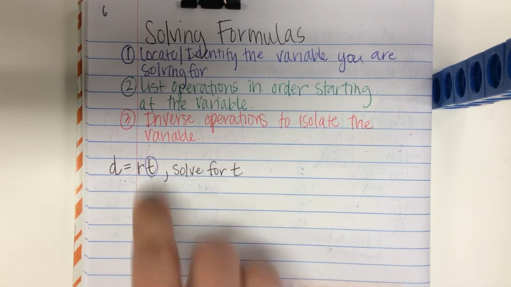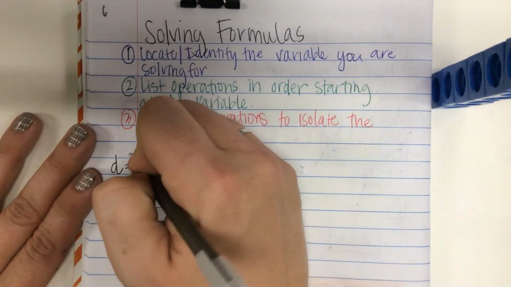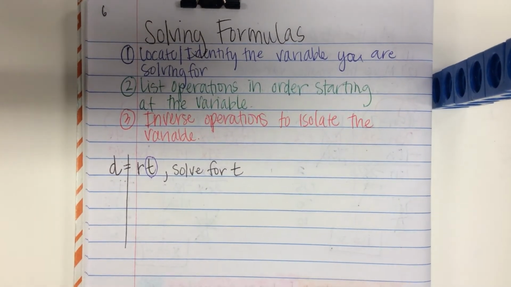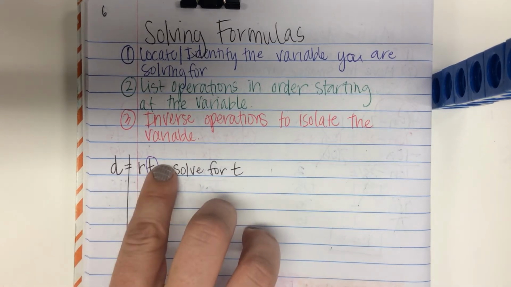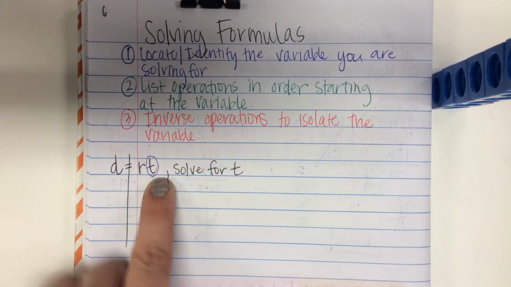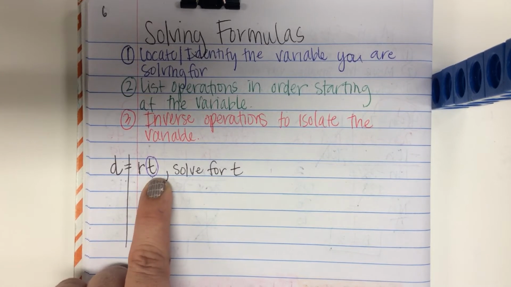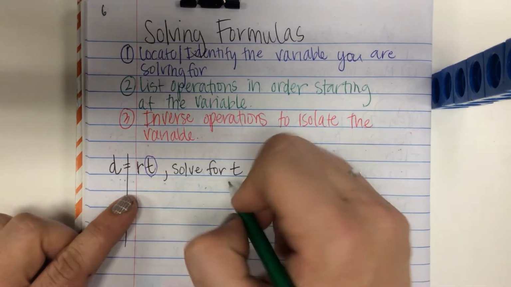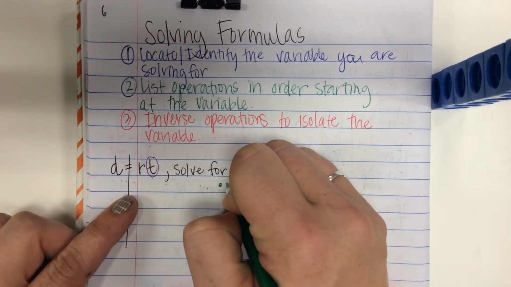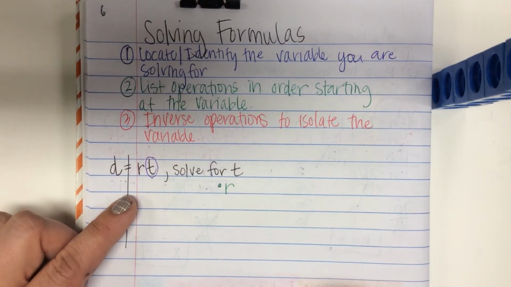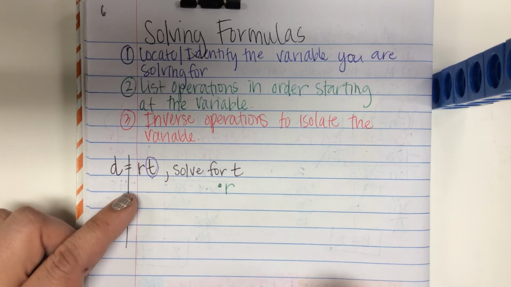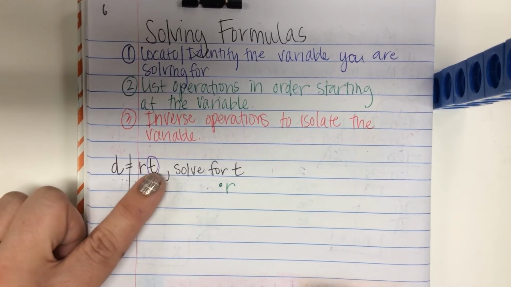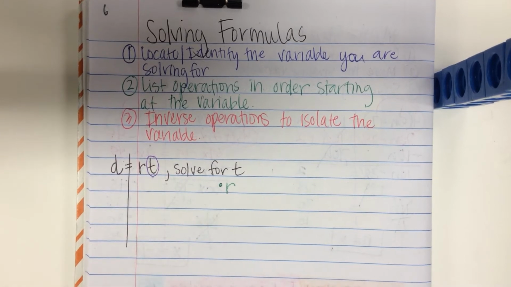So here's my variable. And if I want my t by itself, I have to get rid of everything else. So what's being done to that t? It's being multiplied by r. Anything else happening to the t? No. It's being equaled. We can't undo equaling.